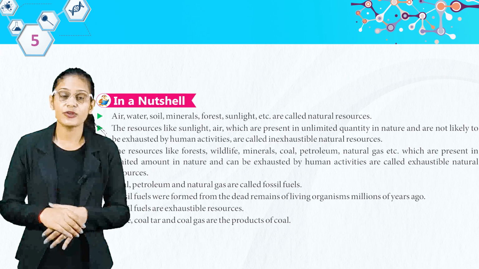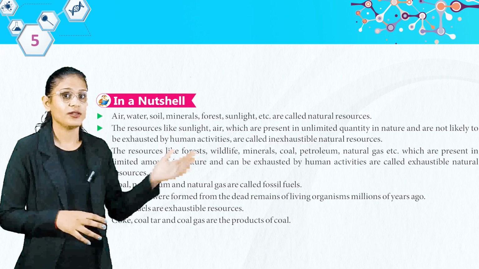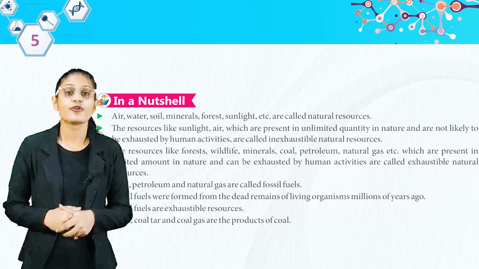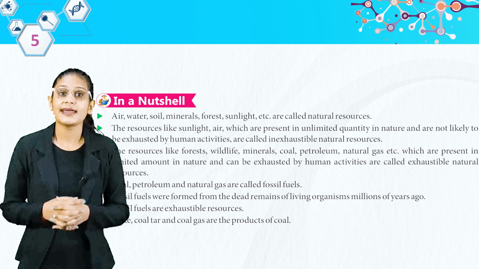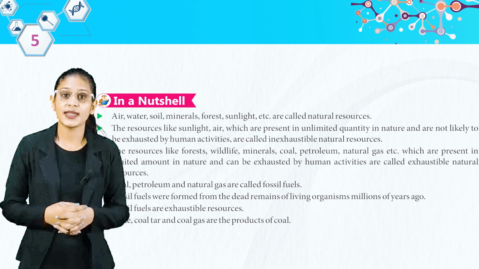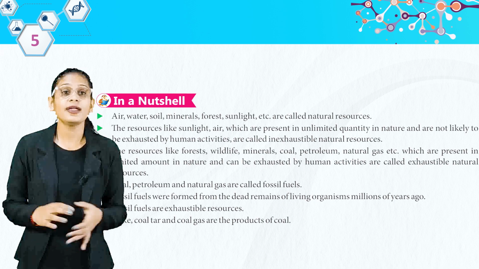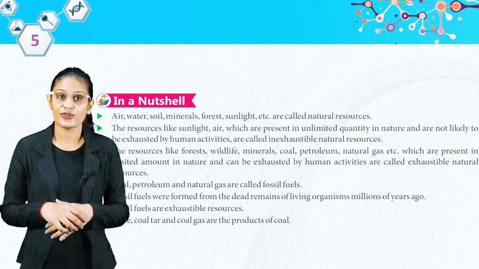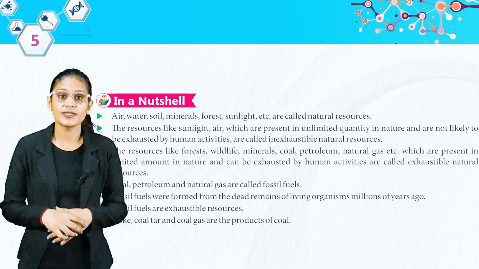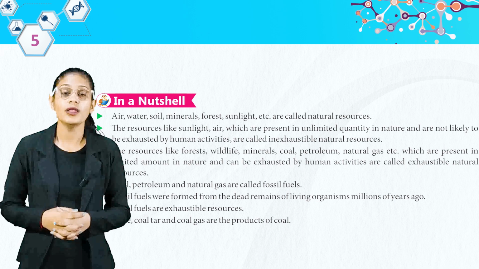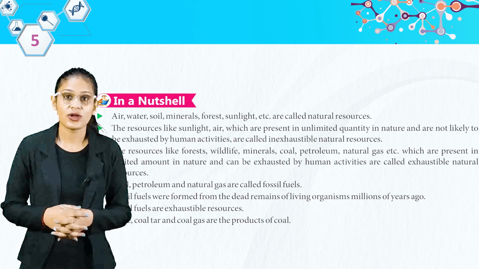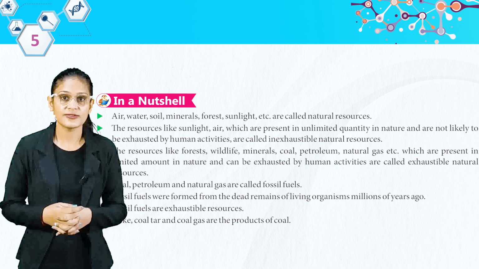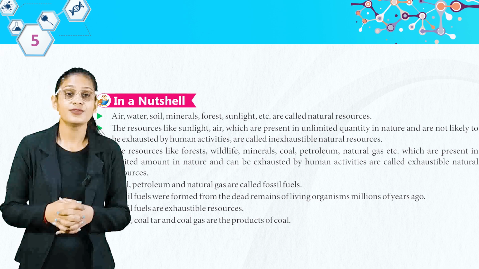Now, what we learned in this chapter, we are going to discuss in a nutshell. Air, water, soil, minerals, forests, sunlight, etc. are called natural resources. The resources like sunlight and air, which are present in unlimited quantity in nature and are not likely to be exhausted by human activities, are called inexhaustible natural resources. The resources like forests, wildlife, minerals, coal, petroleum, natural gas, etc., which are present in limited amount in nature and can be exhausted by human activities, are called exhaustible natural resources.